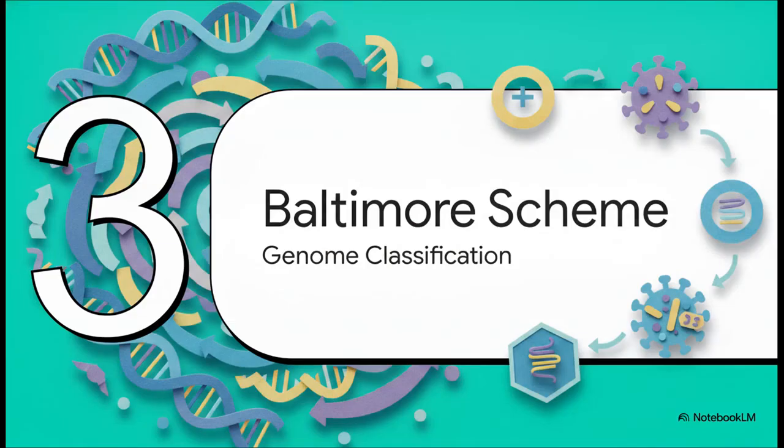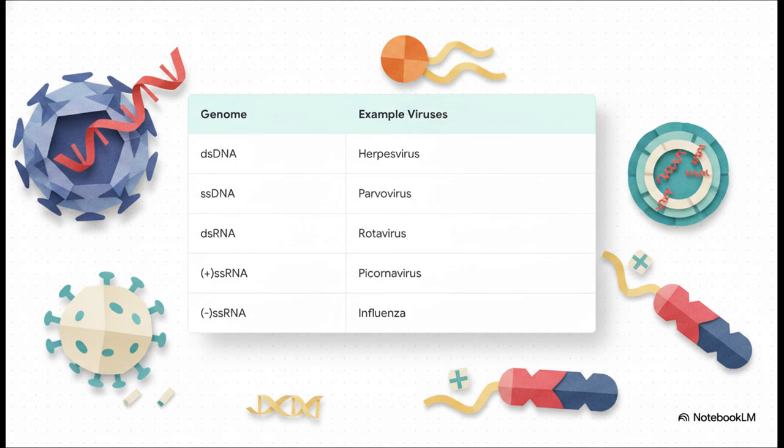Let's move inward to Section 3, the Baltimore Genome Classification Scheme. Breaking down viral genomes by nucleic acid type, strandedness, and polarity reveals distinct categories. In the double-stranded DNA category, we have herpes virus, adenovirus, and pox virus. Crucially, in human pathology, the single-stranded DNA category is essentially represented by parvovirus. Looking at RNA genomes, the classic double-stranded RNA example is rotavirus. Single-stranded RNA is further divided by polarity. We have positive sense, such as picornaviruses and flaviviruses, and negative sense, which includes influenza and paramyxoviruses.